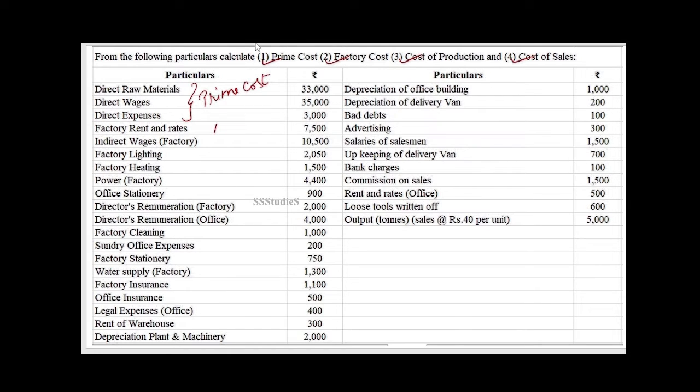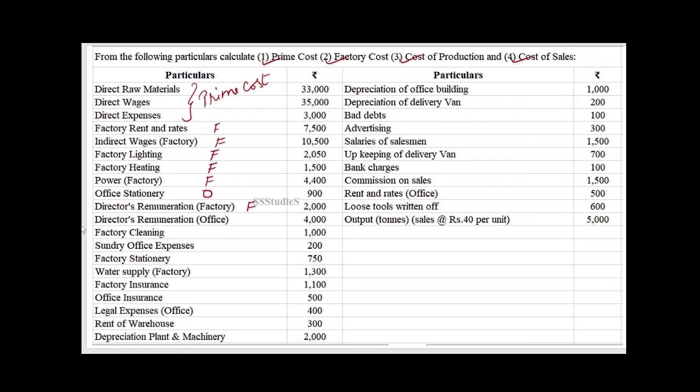Factory rent and rates, this will come under factory overheads. Indirect wages, factory, again factory overheads. Factory lighting, factory overheads. Factory heating is factory overheads. Power relating to factory, so factory overheads. Office stationery, this will be office overheads. Director's remuneration, the director is related to the factory setup. As such, it is factory overheads.